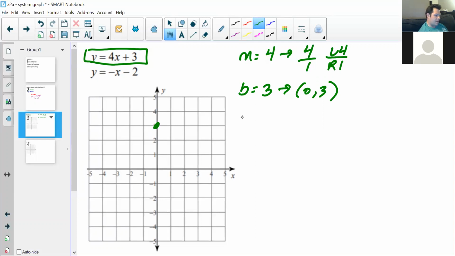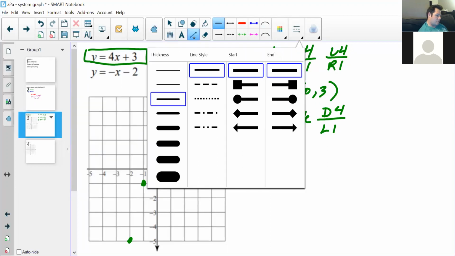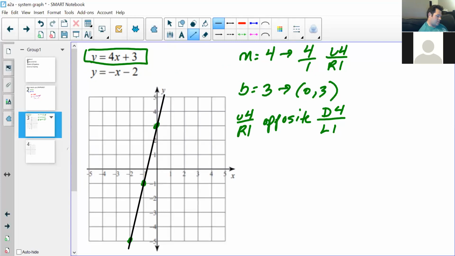We can also do the opposite of that. So if we're going to go up 4 to the right 1, the opposite of that would be to go down 4 and to the left 1. So we can always do that if we run out of room. No big deal. We do want to fill up our graph as much as possible. So we'll go down 4, 1, 2, 3, 4, over 1. There's a dot right there. I'll go ahead and put that on there. Same exact thing. 1, 2, 3, 4, and to the left 1. I'm going to try my best here to make a line. Yeah, not too bad right there.